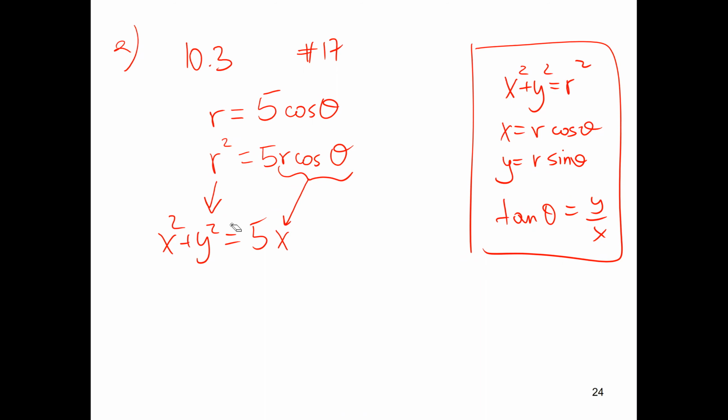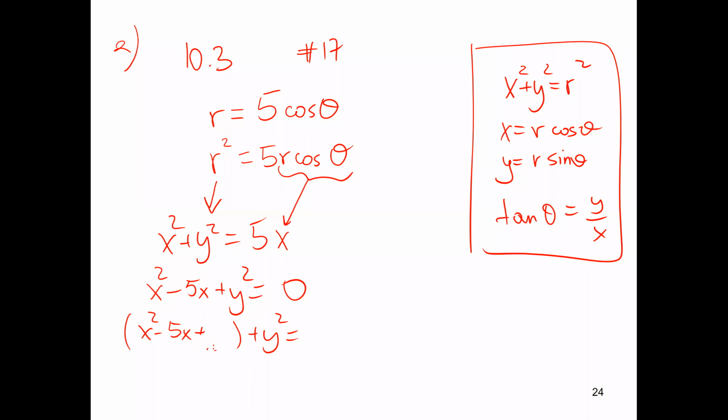This looks like a circle, but let's complete the square. I will subtract 5x. Then x squared minus 5x, and then I have to add the third number.